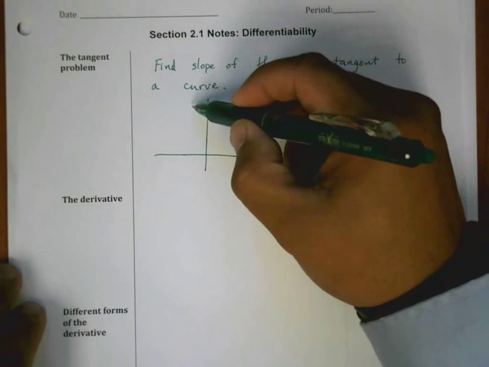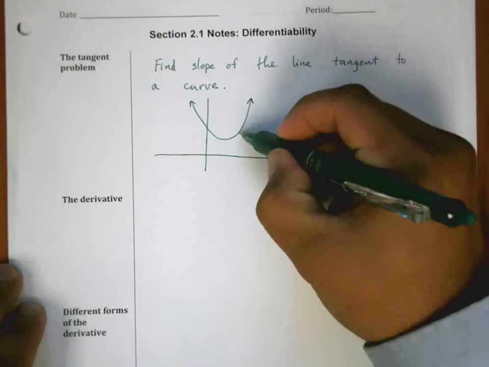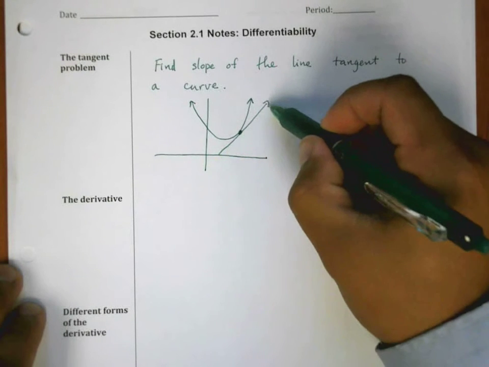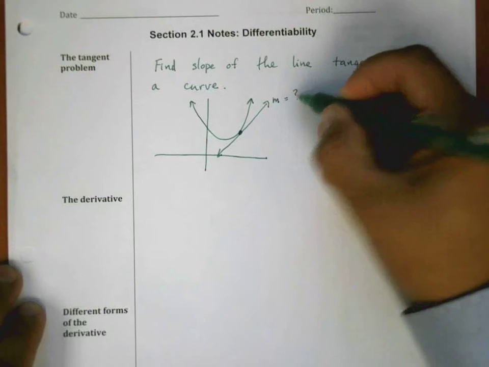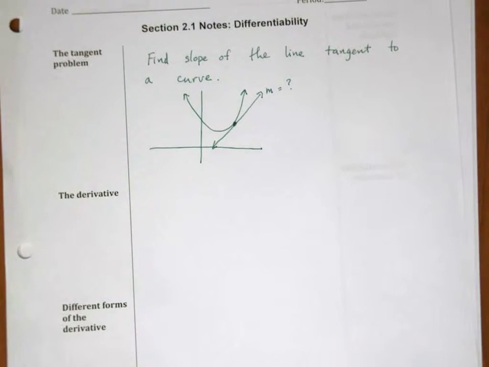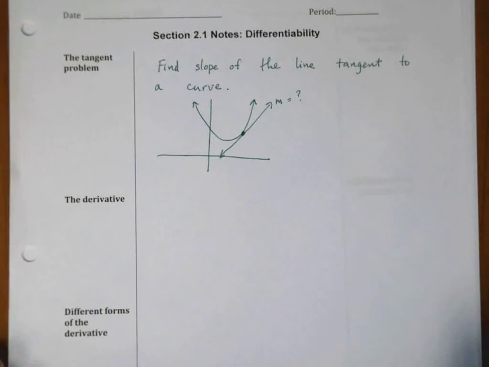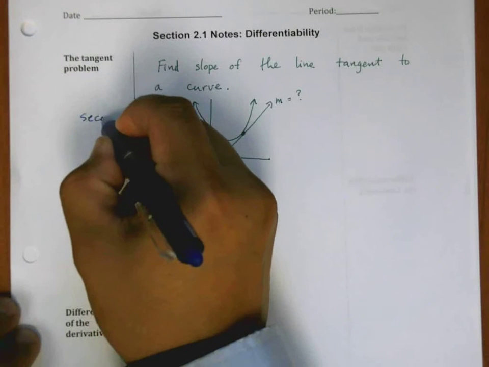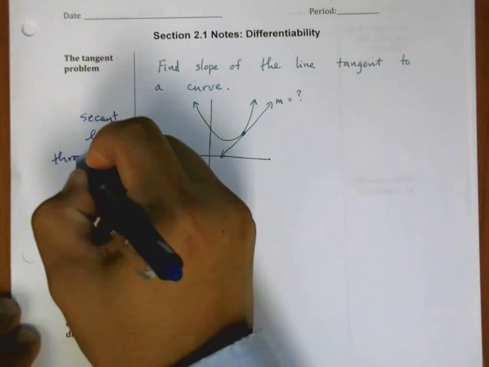So let's say you have something like this, which looks like a parabola, and we want to know the tangent line, which is the line that just grazes a single point on the curve, and we want to know what's the slope of that line. All right. Now, one thing that makes this difficult is we only have 1 point. In order to find the slope, we typically need 2 points. So we want to use what's called a secant line, which is a line through 2 points.